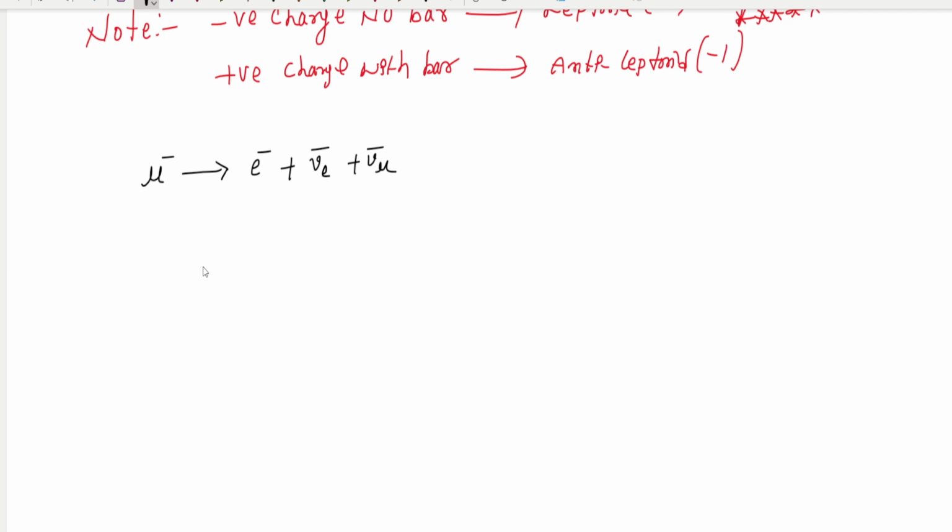Now we can check whether this is conserved or not. We need to check this one, the conservation of lepton number. Here also I'm going to give one more note.